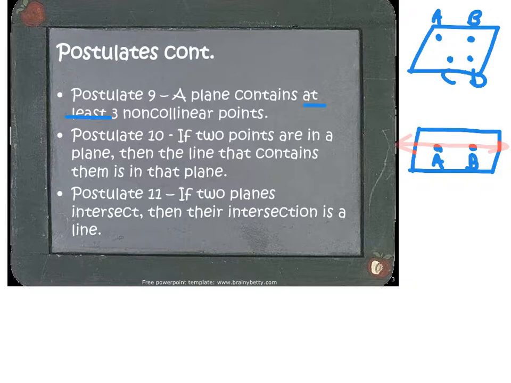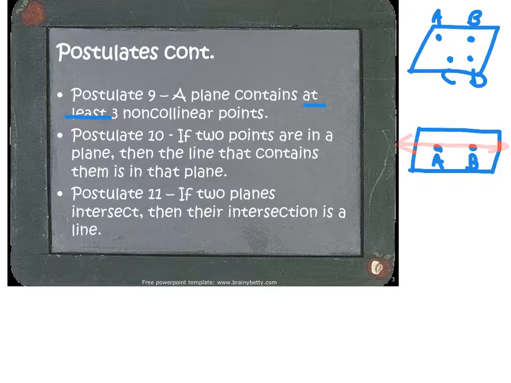Postulate 11 states that if 2 planes intersect, then their intersection is a line. Now, again, it's hard to draw. I can describe it with the classroom. I could talk about the ceiling and where it meets this front wall. The ceiling comes over here, and then the wall comes up here, and their point of intersection is a line.